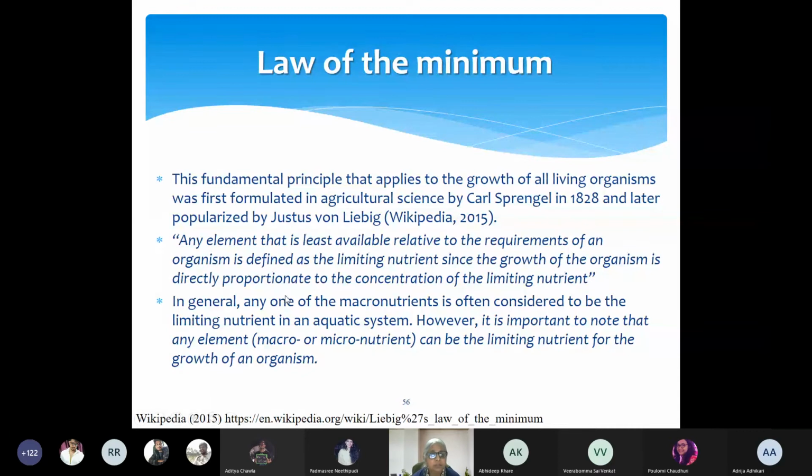For practical purposes, we use one of the big six. What are the big six? CHONPS. So we generally restrict ourselves to these six. But we do it for simplicity reasons, not because the big six are important, not at all. In general, the growth of any organism is limited by what we call micronutrients, not the macronutrients. But our ability to measure macronutrients is much higher than our ability to measure micronutrients. So what we do is always simplify matters. Nature is not simple, we are.